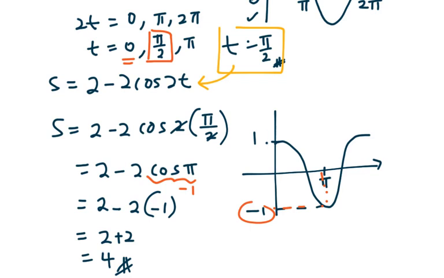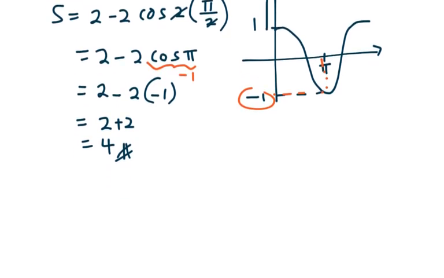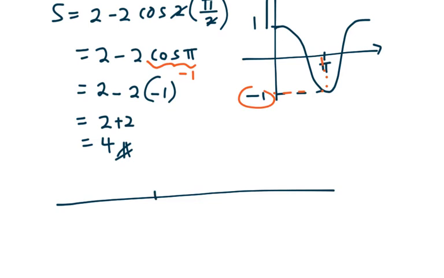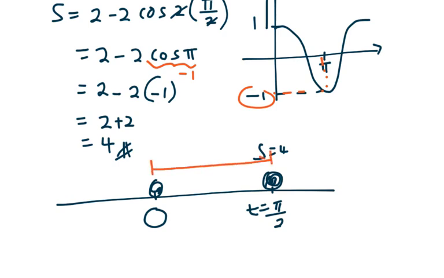Looking at the distance, this particle started its journey at O, and when t is equivalent to pi over 2, the object actually landed at s equals 4. So the distance from 0 to 4 will be 4. So the distance here is the same as the displacement that you have found, which is 4.